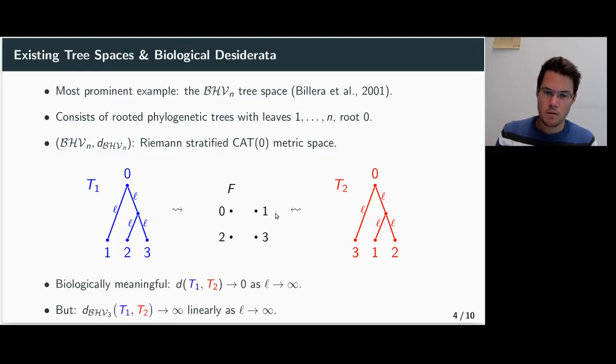And as a limit element, you would naturally think of this disconnected forest F here. So biologically meaningful would be that the distance between those two trees goes to 0 as L goes to infinity. But for example, for the BHV space, the distance grows linearly to infinity as L goes to infinity. So this motivates construction of a new metric space for phylogenetic trees.